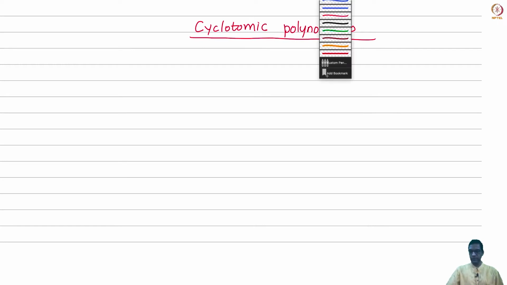Last time we were talking about cyclotomic extensions, so let me continue proving a few more facts about these cyclotomic polynomials.